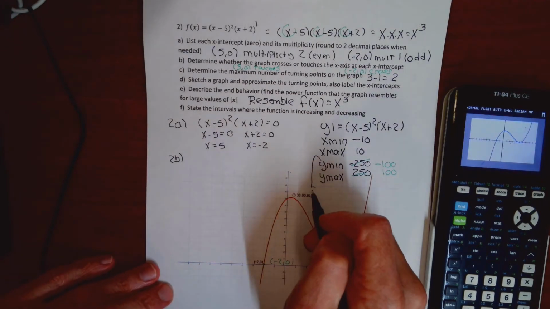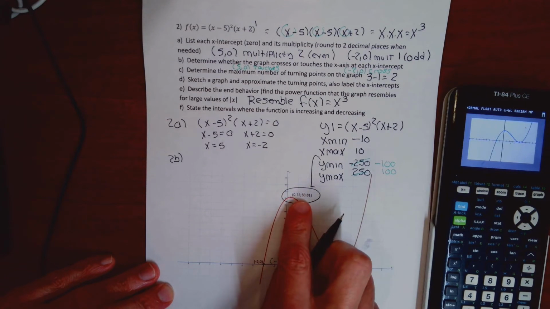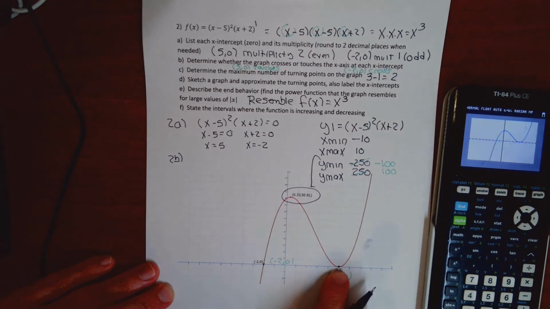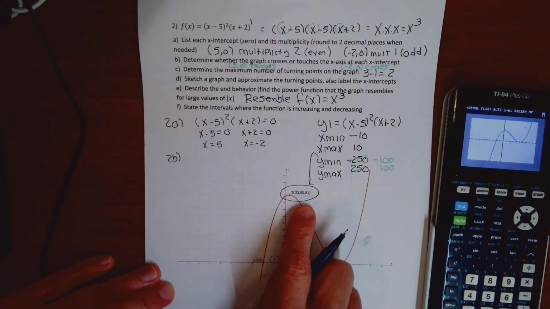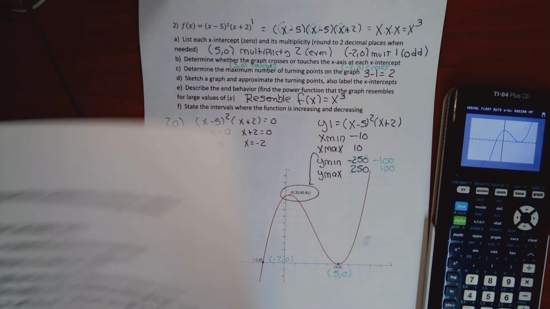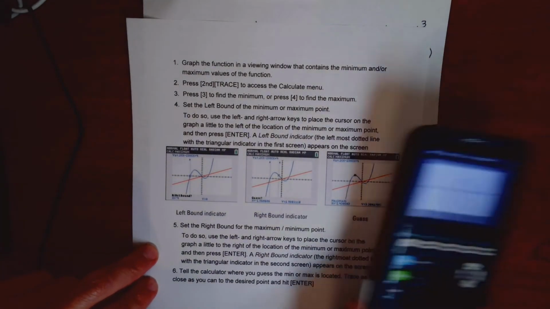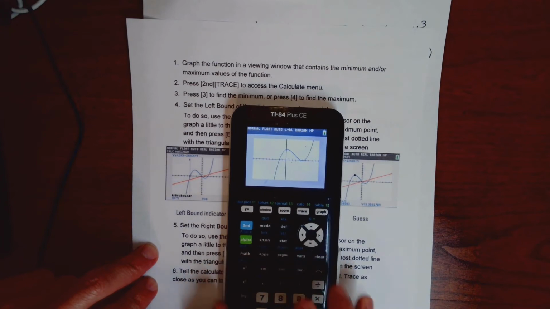The other two points I need to put on this graph, well, actually there's just one more point I need to put on this graph because I have that minimum point already located. I need to get this point on my graph with 2 decimal worth of accuracy. So let's do that. How do I get that maximum point? To get that maximum point, I have the function graphed.